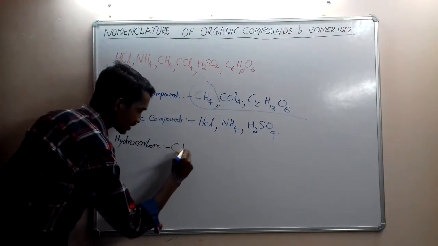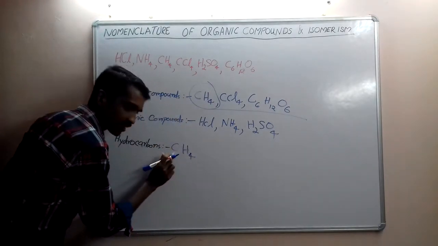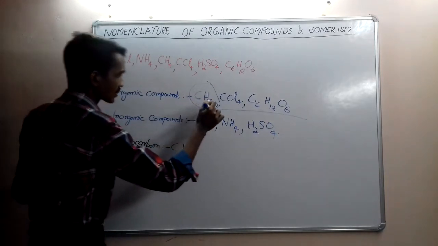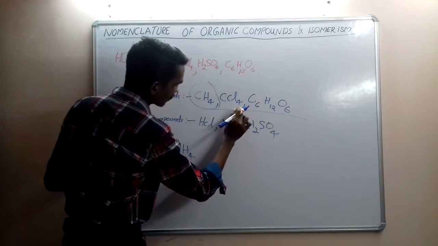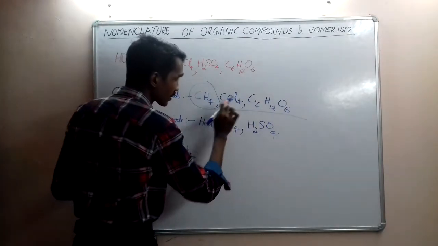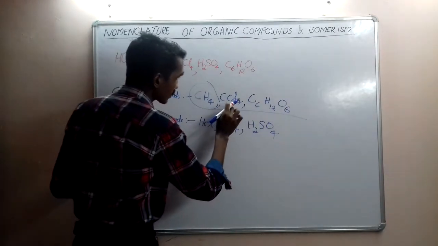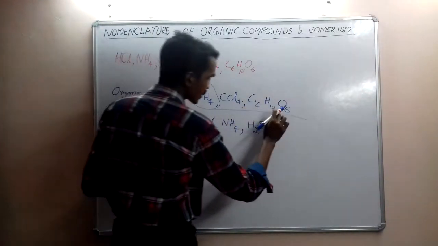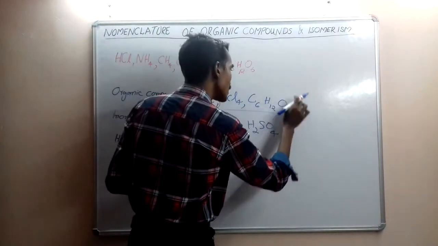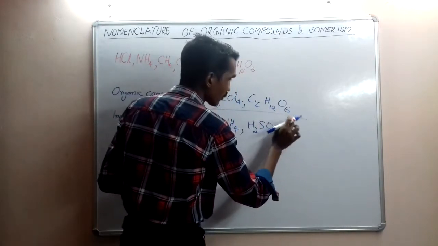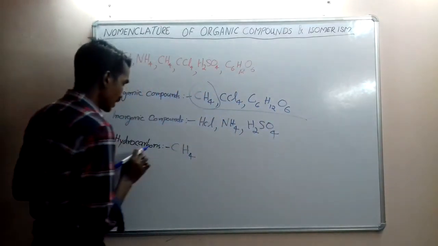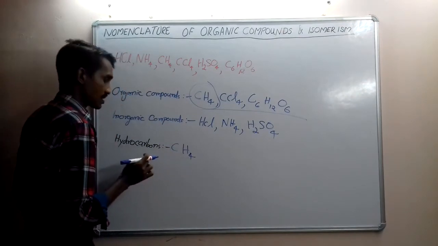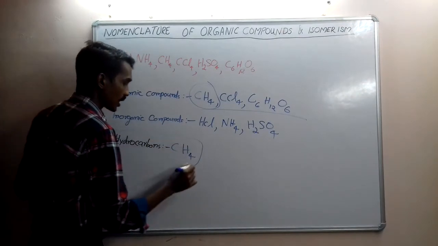This CH4 means only carbon and hydrogen are present. Here carbon and chlorine are present, but we don't want chlorine, we want hydrogen. In the other case, C6H12 is there and O6 is also present, so we don't want oxygen. So in hydrocarbons, only carbon and hydrogen are present. That is known as a hydrocarbon.